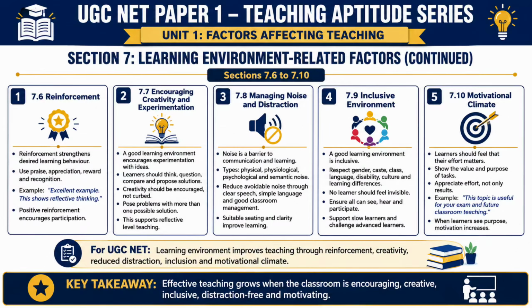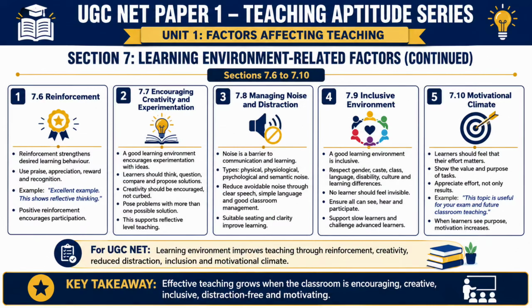7.7 Encouraging creativity and experimentation. A good learning environment encourages experimentation with ideas. Students should be allowed to think, question, compare, and propose solutions. The material says creativity should be encouraged rather than curbed, and problems with more than one solution should be posed in class. This connects with reflective level of teaching.